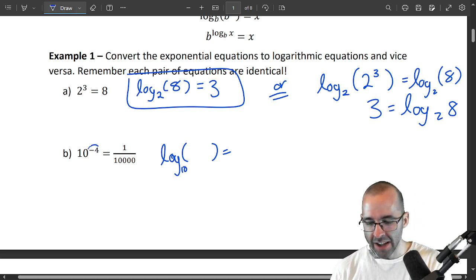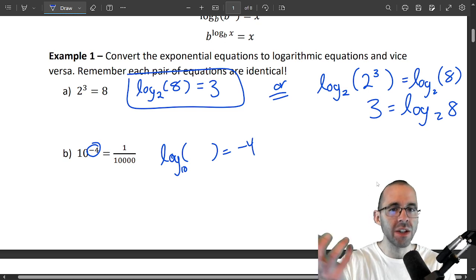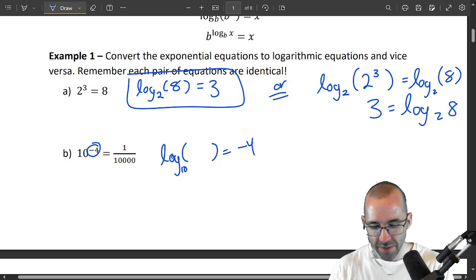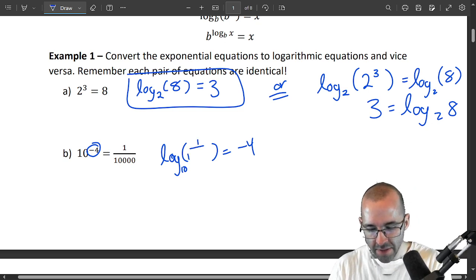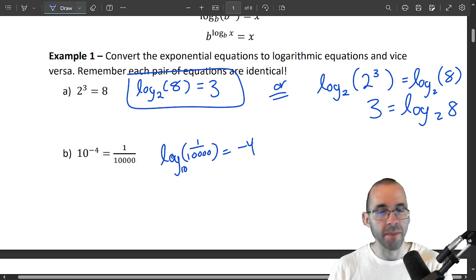Okay. The input of the exponential should be the output. They undo each other. They're backwards. Input of one is output of the other. And then similarly, output of one is the input of the other. So this is what it looks like in log form.